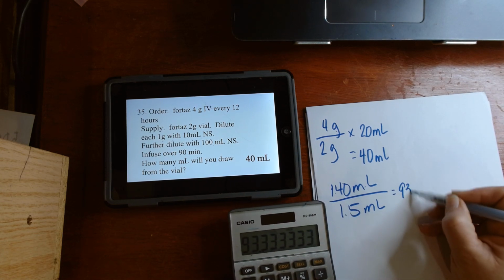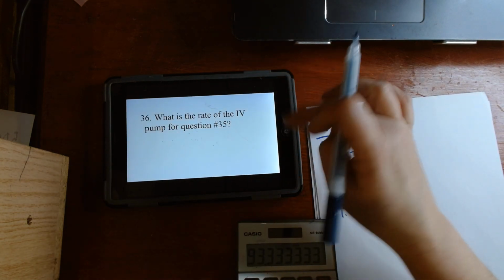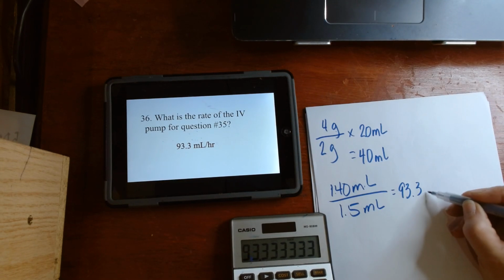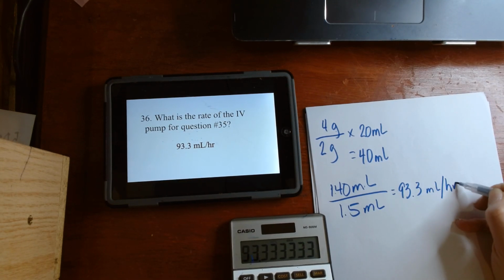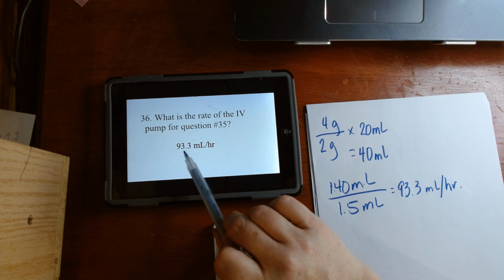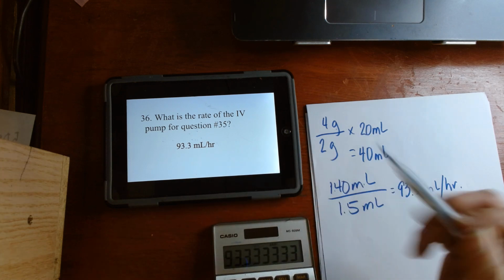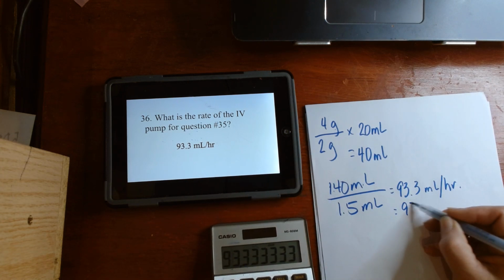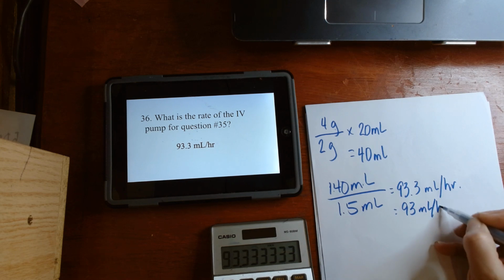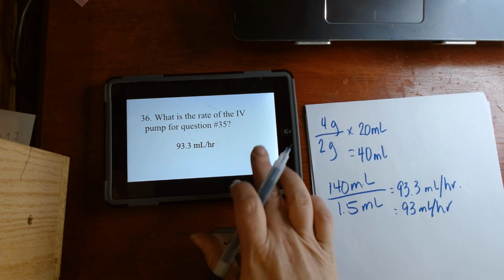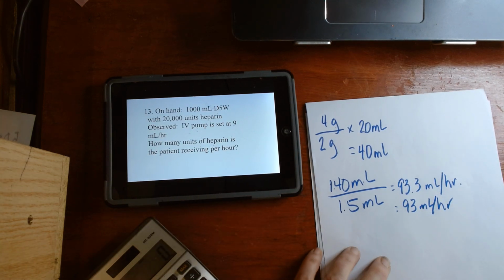140 divided by 1.5 equals 93.3 milliliters per hour. If she did not tell you to keep it at one place behind the decimal, that would end up being 93 milliliters per hour. Okay, here we go.